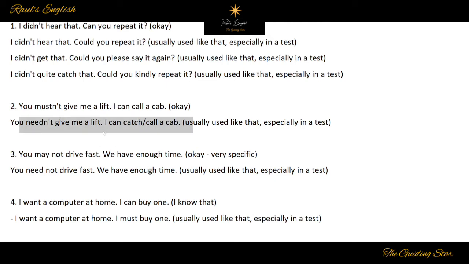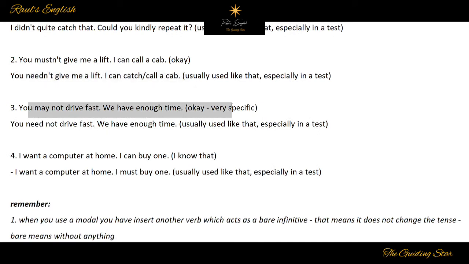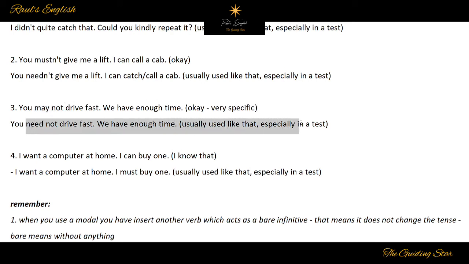So that's much better. Number 3. "You may not drive fast. We have enough time." Again, it's okay, but it's very specific to the situation. "May" is usually used for permission. So "you need not drive fast. We have enough time." That's much more normal and much more commonly used. And in a test, that's what they're looking for. They're not looking for specific situations. In a test, they just want to see what you would normally use or say, what is the most common modal that's used. It's very generic, not specific.